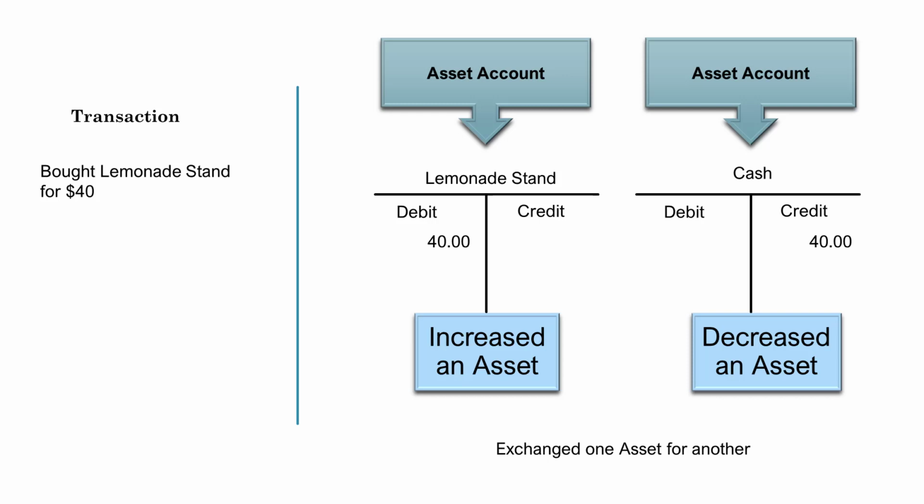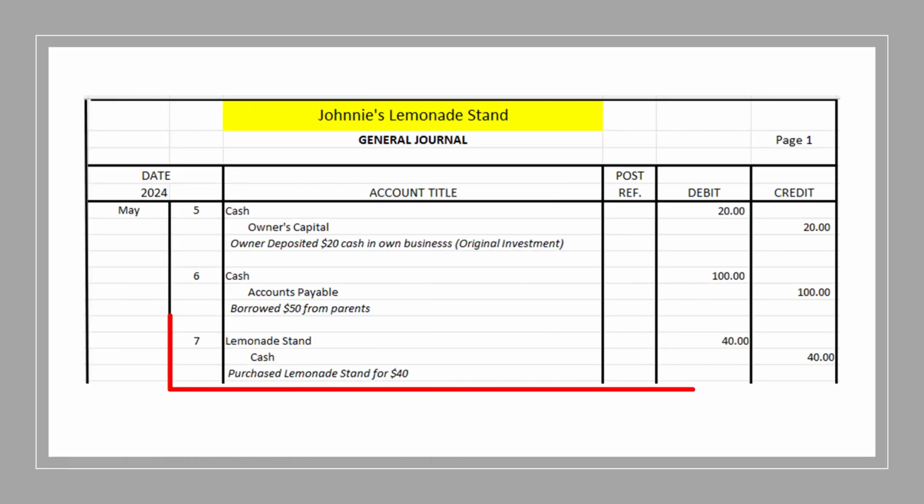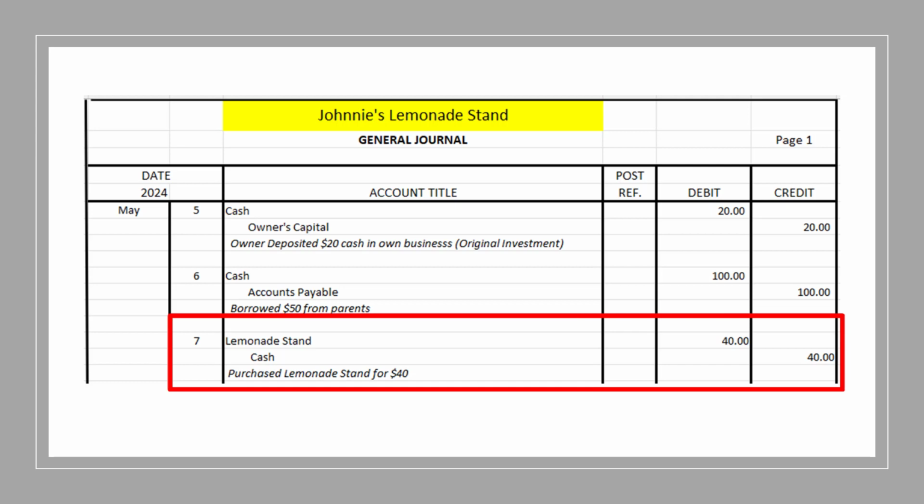In this transaction, we are exchanging one asset for another. We are exchanging cash for a lemonade stand. The asset cash has decreased by $40, so it will be entered on the credit side. There is no change in the value of our total assets. The transaction would be entered in the General Journal: a debit of $40 for the lemonade stand and a credit of $40 for cash.